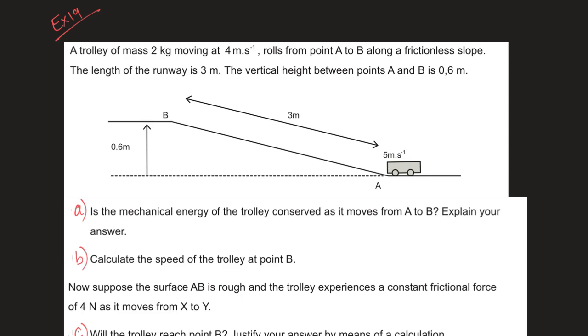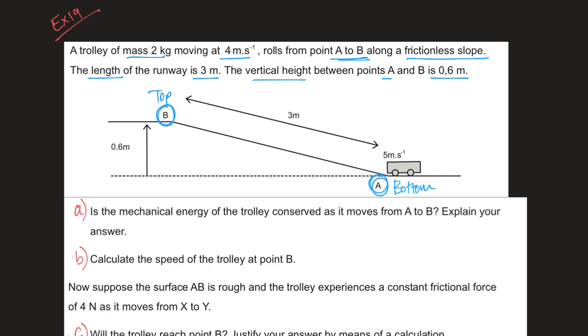Okay, example 19. It says a trolley of mass 2 kilograms moving up at 4 meters per second rolls from point A to B along a frictionless slope. The length of the runway is 3 meters and the vertical height between points A and B is 0.6 meters. Now let's just sort all of this information out. Here's point A and there's point B. Point A is at the bottom and point B is at the top.